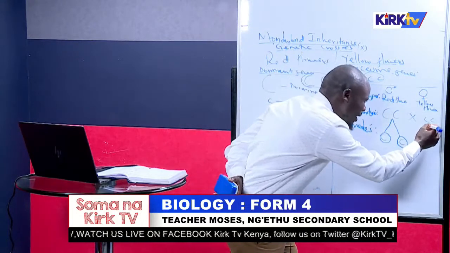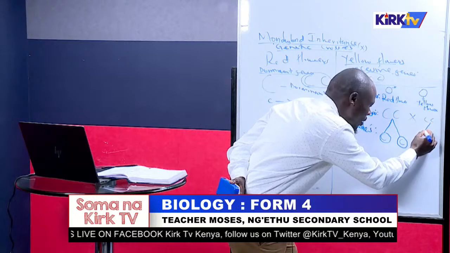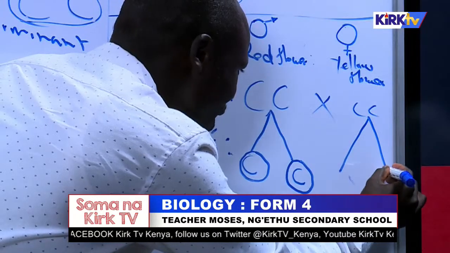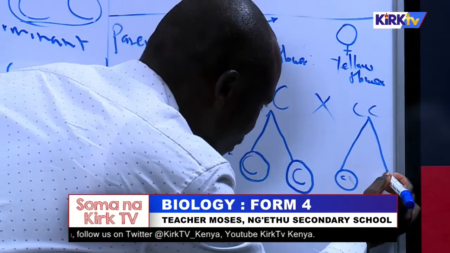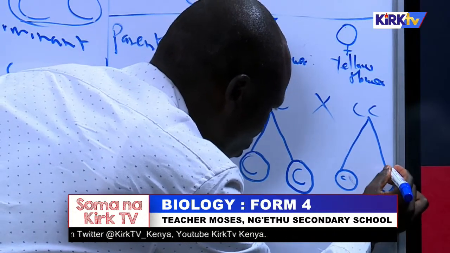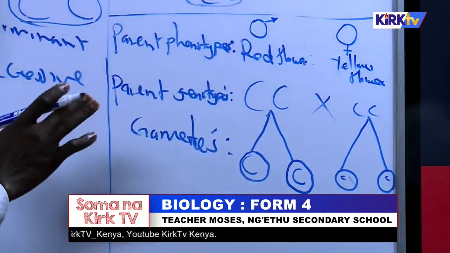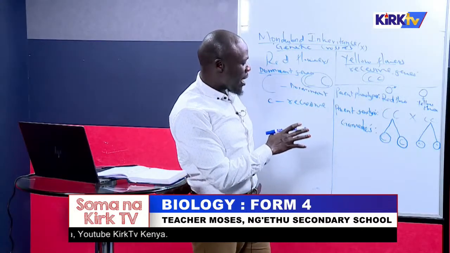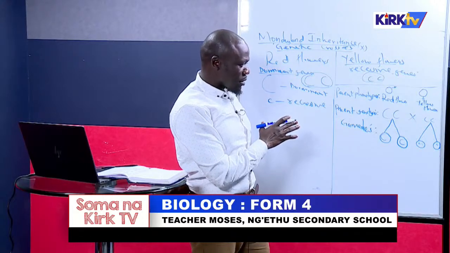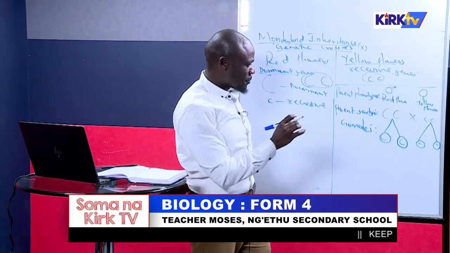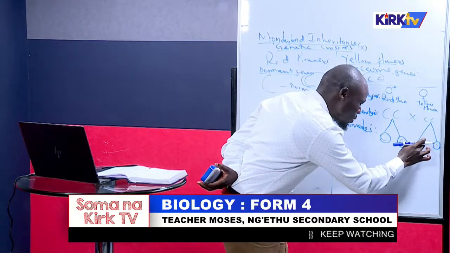Then the same thing will be done on the other side. The other side, small c, we circle it. Small c, we circle it. So up to that point, we have represented our gametes, and all of them are circled. Ensure that that one is well done.